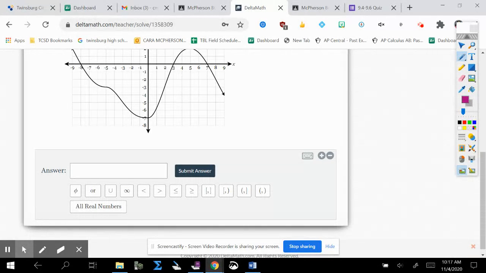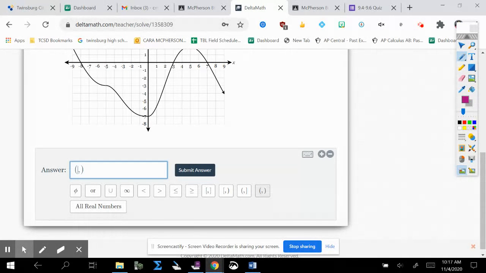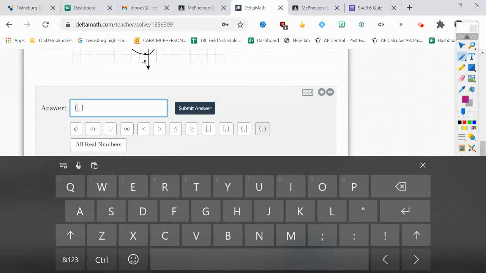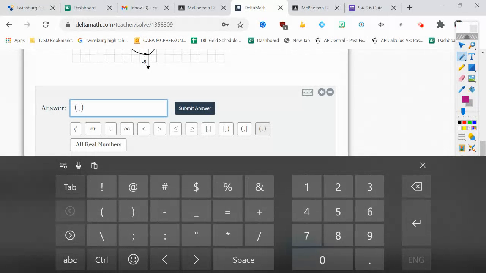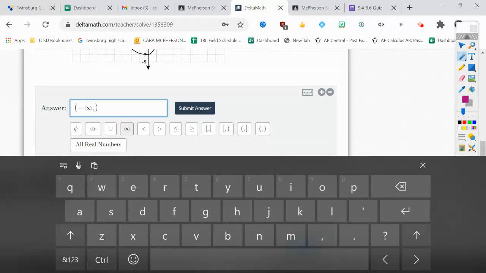So we're starting at negative infinity because the very far left starts out decreasing, and then it's going to decrease until it gets to x equals 0. We're not going to use brackets with these. We're going to use a lot of parentheses with these. So we're going to have from negative infinity, and then we're going to go to 0.